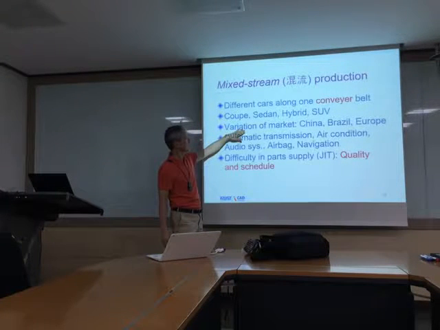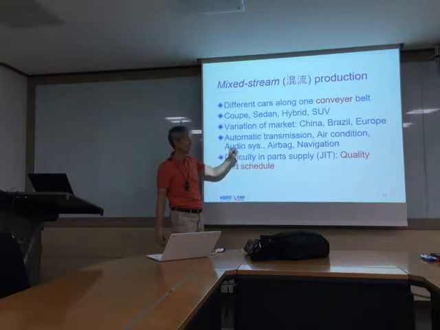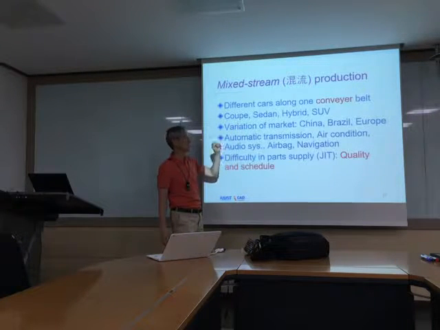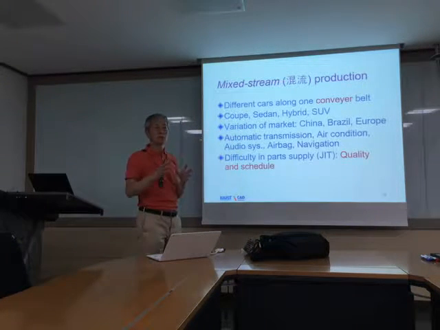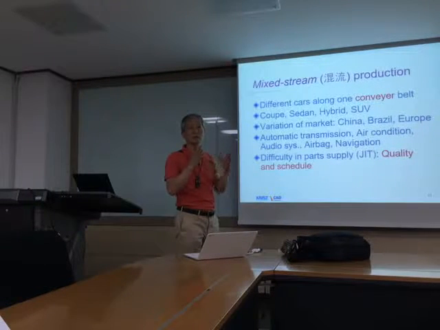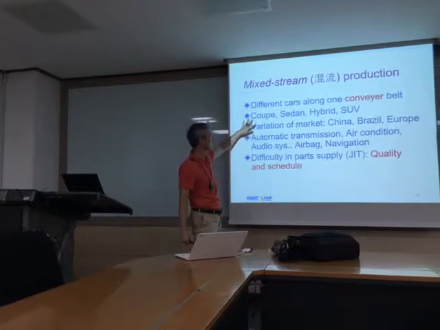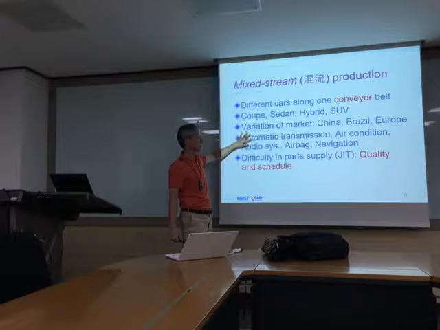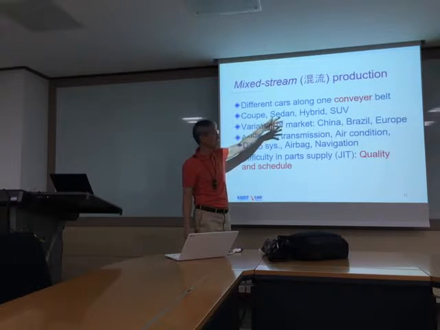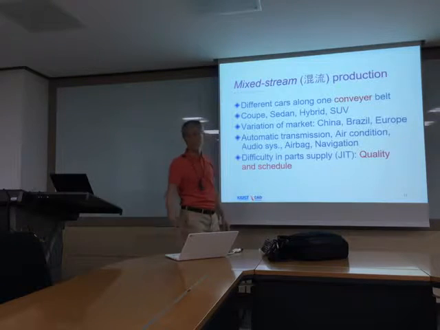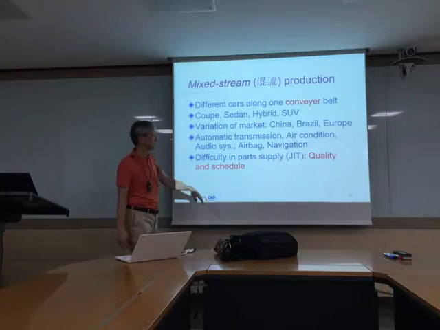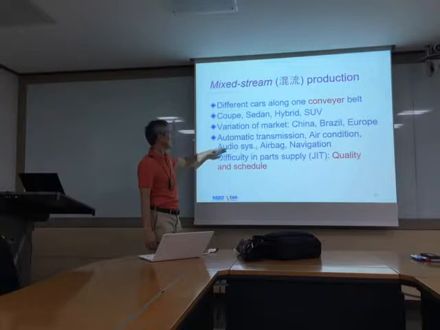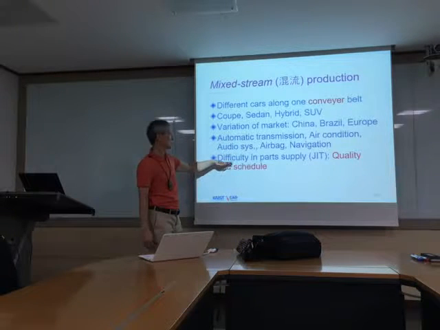Also, in the exporting market, one car is the same car, Sonata. It should go to China. The next one goes to Brazil. Another one goes to Europe. So the specification is different. Regulation is different. Air conditioning, automatic or manual, all different. Automatic transmission and air conditioning for, say, Iran or Egypt, because it is hot there, you need high-powered air conditioning compared to Europe. Audio system, airbag, navigation. So part supply is just in time.